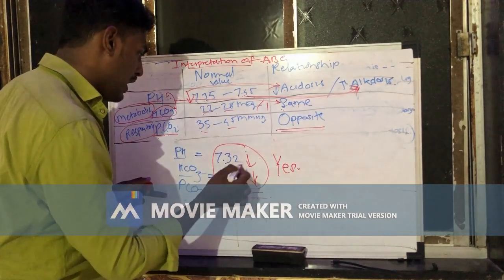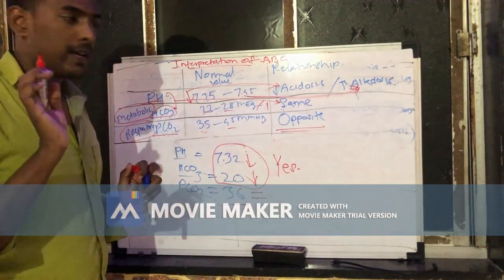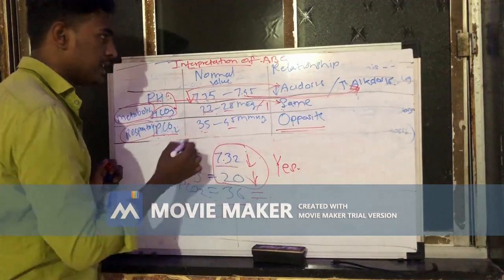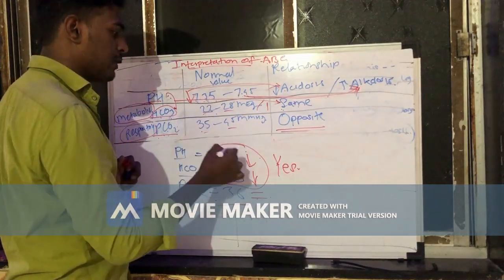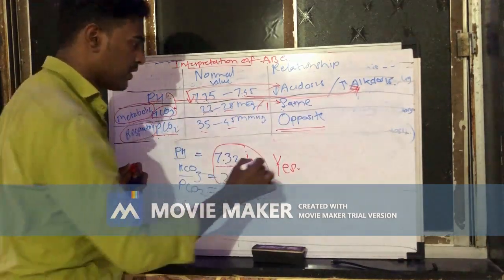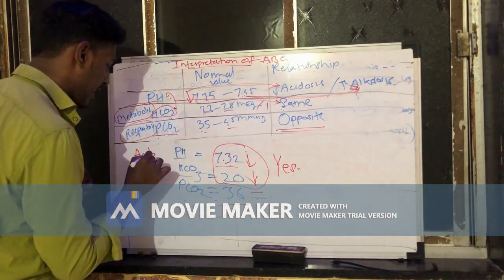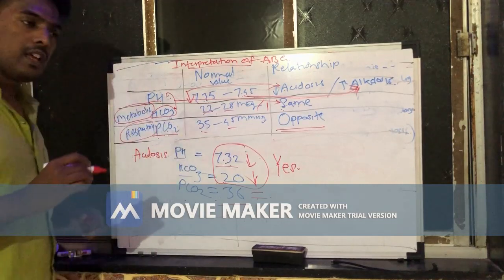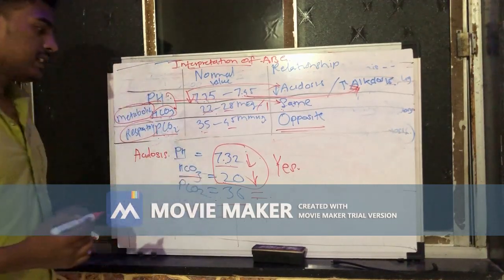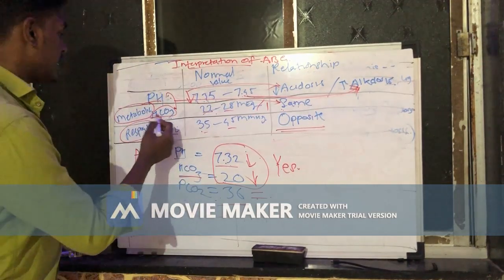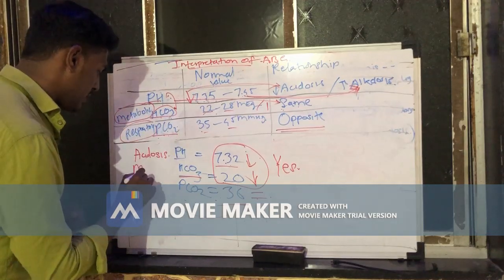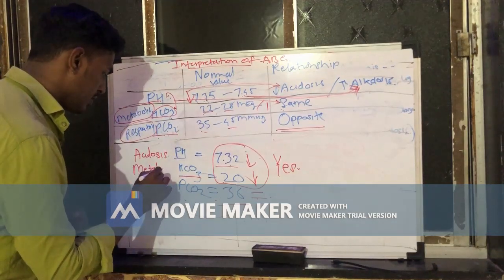Okay. So now how do we interpret this? pH 7.32. So I said less than 7.35 is called acidosis. So yes, pH is acidic. Acidosis. So what I said, HCO3. What is the HCO3? It is a metabolic component.